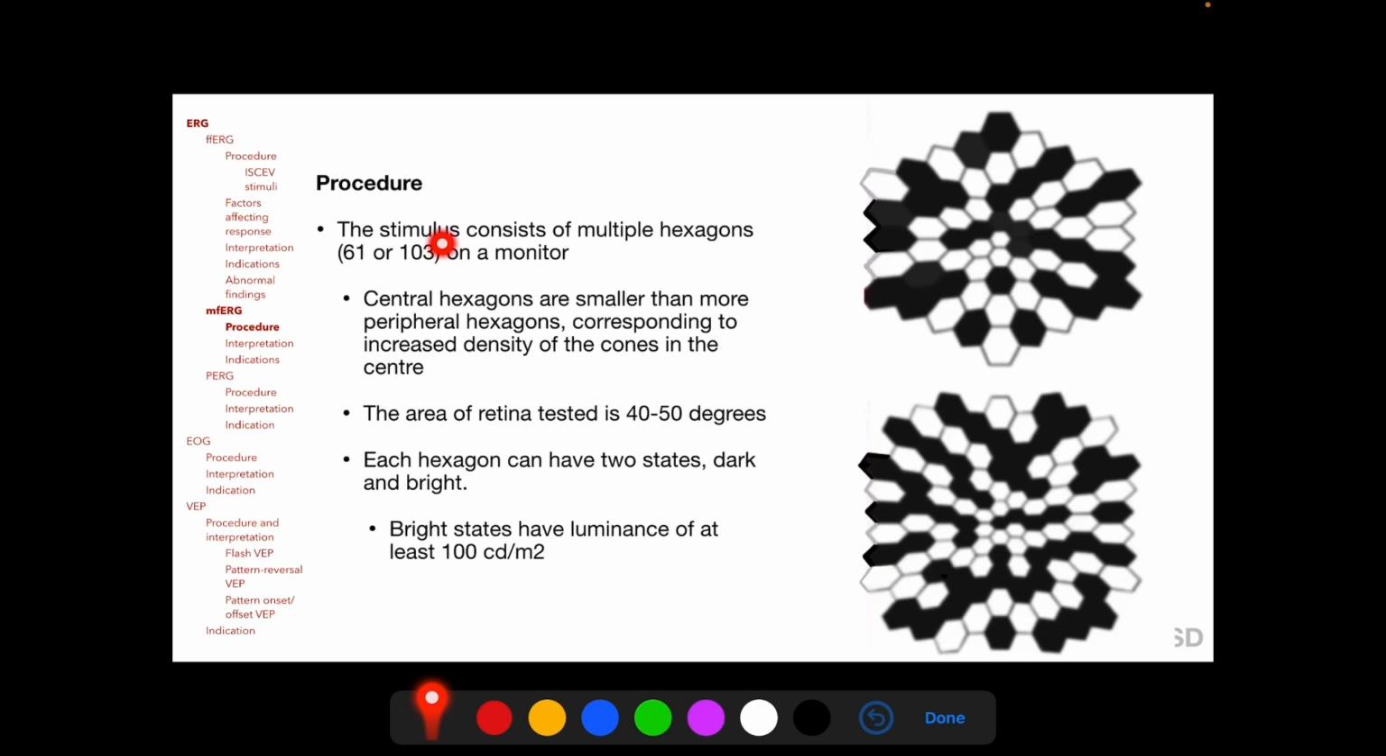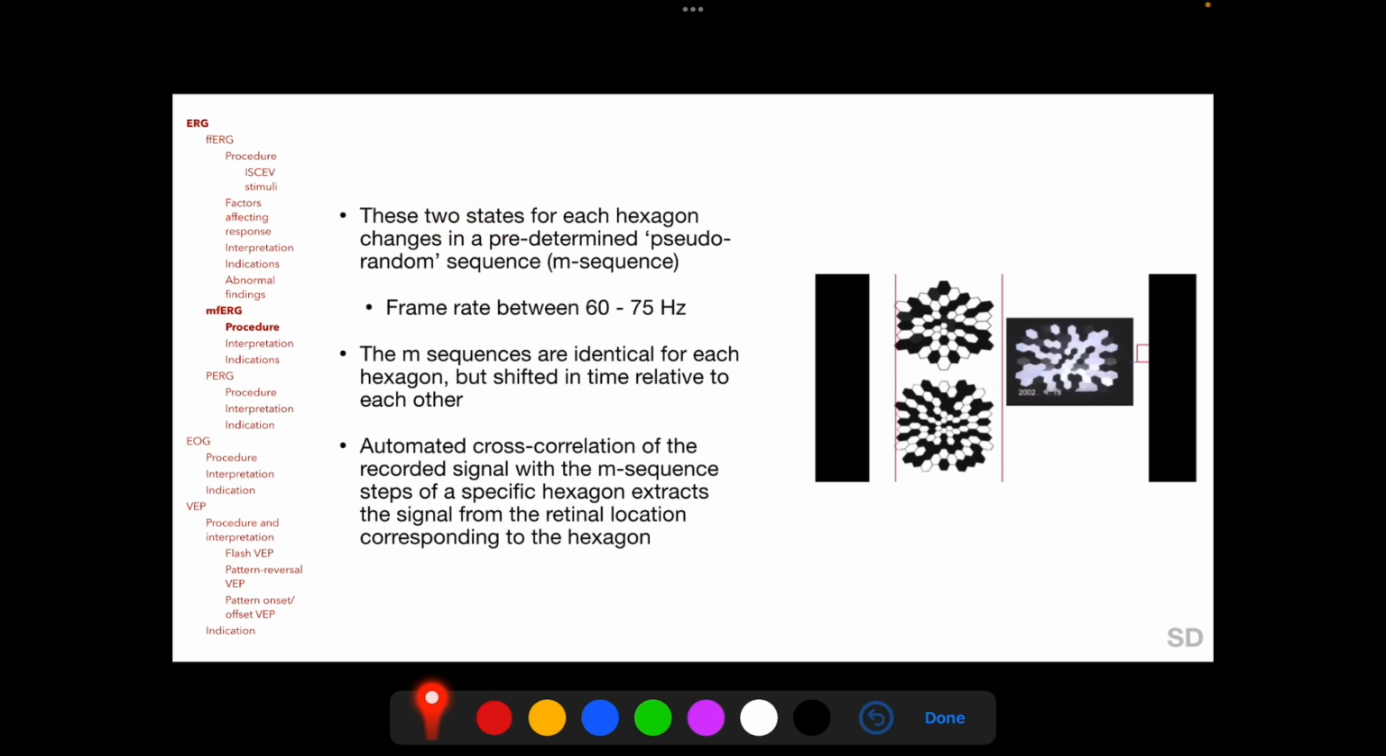The stimulus in multifocal ERG consists of multiple hexagons, as seen in this photograph, displayed on a monitor. The central hexagons are smaller than the peripheral hexagons, corresponding to increased density of the cones in the central region of the retina. And during stimulation, each of these hexagons can have either of two states, dark or bright. And these two states for each hexagon change in a predetermined pseudo-random sequence called the M sequence, as seen here in this video.